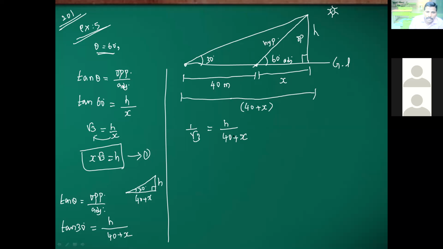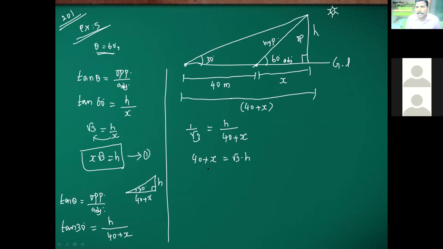Before that, you just take cross multiple. 1 into 40 plus x, 40 plus x, is equal to root 3 into h. When I am taking cross multiple, I am getting like this. But my aim is to find the value of h. Now this full expression we have to change into the form of h, then you will get the value of h. Then x we need to remove.